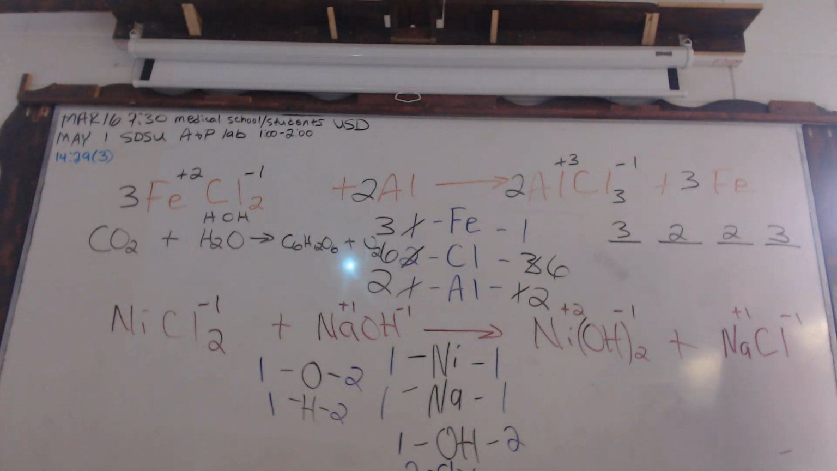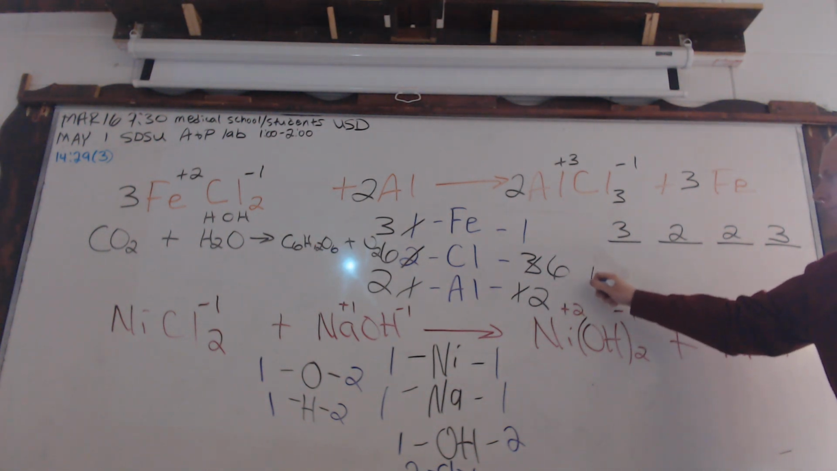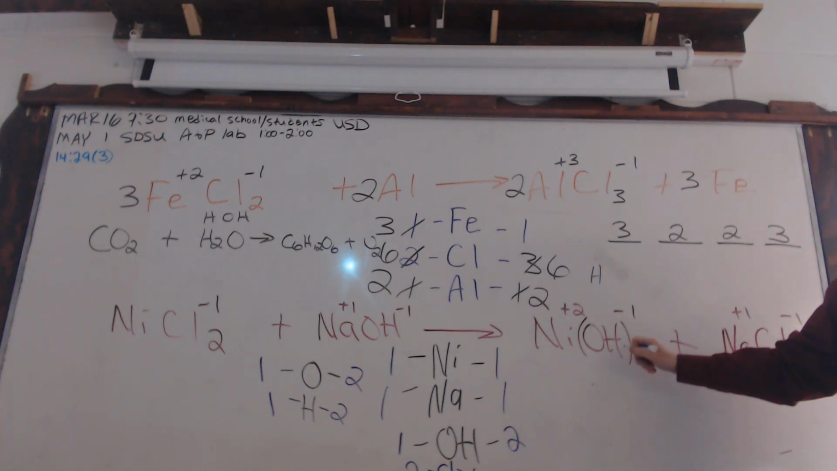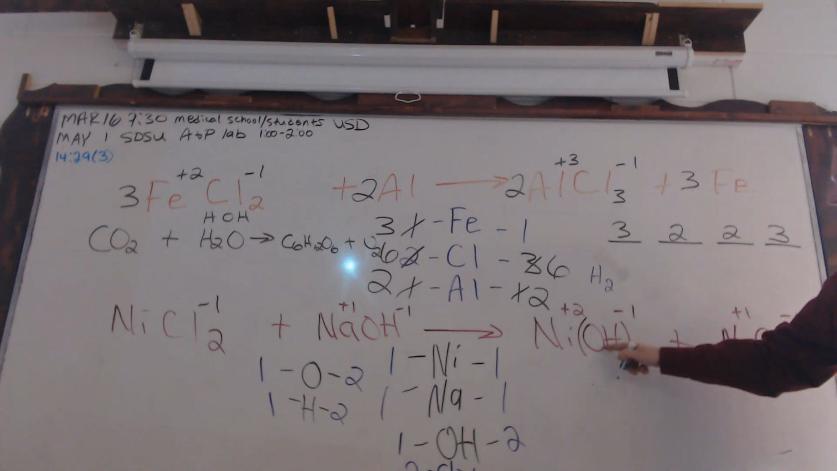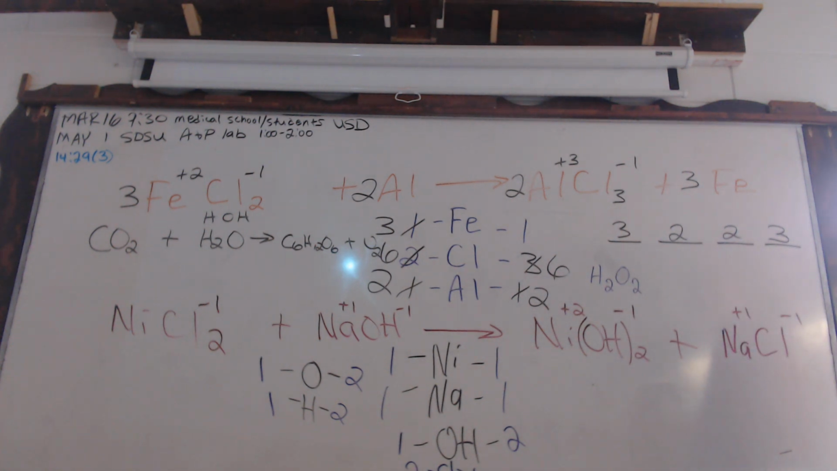Yes? Is OH2 the same thing as H2O? No. Because if you distribute that, what's 2 times 1? 2. What's 2 times 1? 2. What's 2 times 1? That's probably 2. That's not H2O. That's H2O2. That's peroxide. Yes. Okay, so put the 2 in front of NaCl.